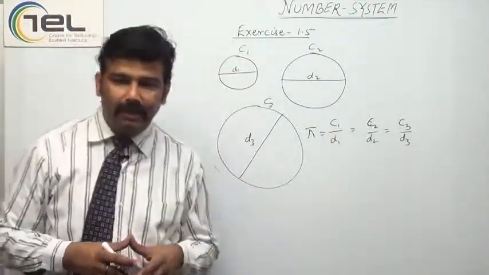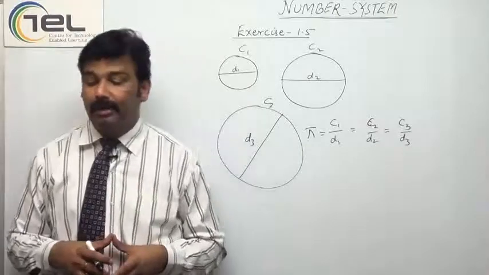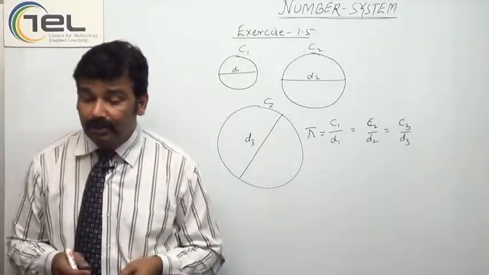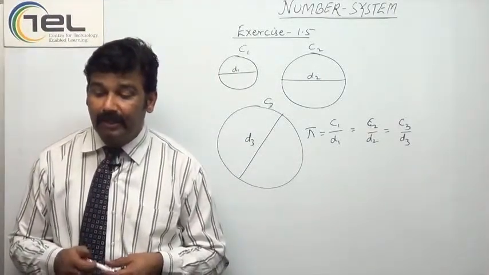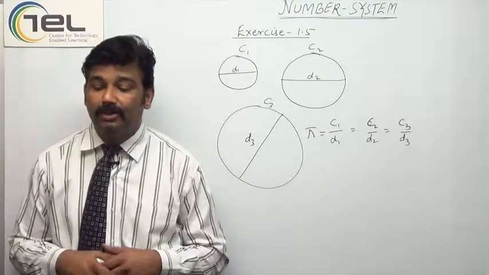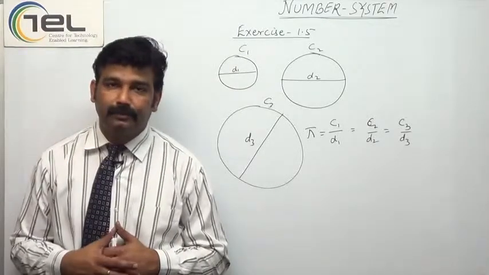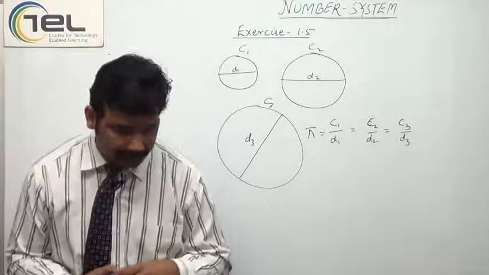It is a non-terminating, non-repeating decimal. This seems to contradict the fact that pi is irrational. How will you resolve this contradiction? Say, how will you resolve this contradiction?